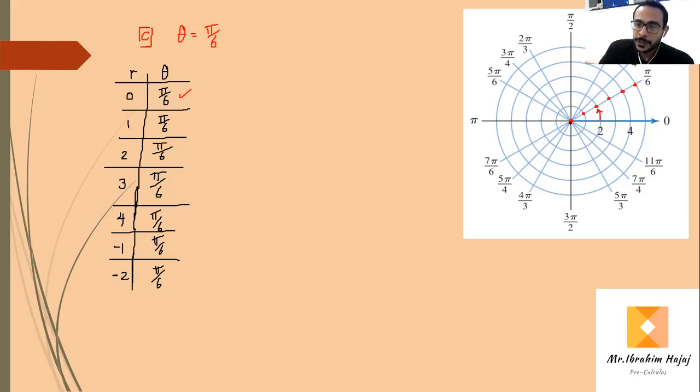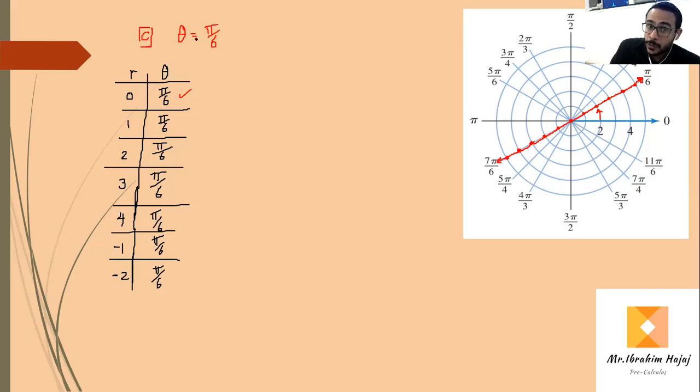Or the opposite direction. The opposite direction when it's negative 1, negative 2 and pi over 6, negative 3 and pi over 6, negative 4, and so on. So if we connect the points, what's the resulting graph? Yes? What's the resulting graph, guys? When we connect, it's a line. Okay, a linear line, sir.